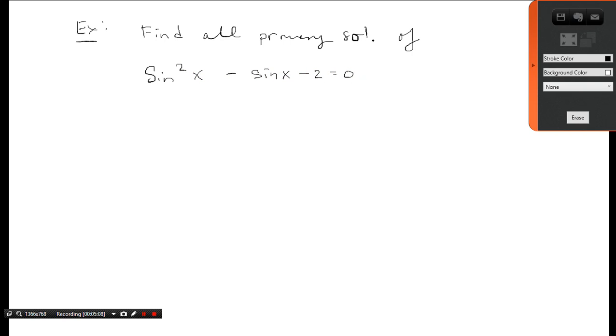Now, I want you to take a look at this, guys. If this doesn't shout u substitution to you, I don't know what does. And let me rewrite it for you so I can make it a little bit more obvious. That's like saying this. So it's almost obvious that your u should be sine of x. So if u is sine of x, you end up with u squared minus u minus 2 equals 0. So you could factor this.